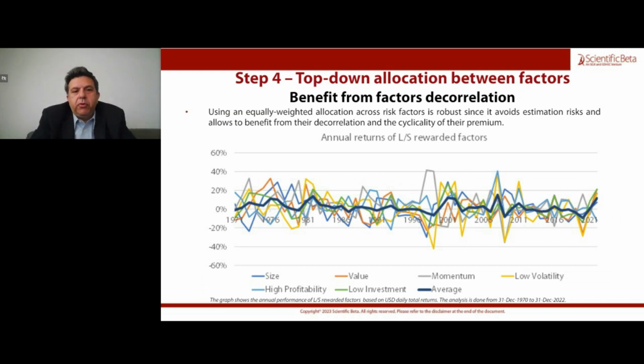So a multi-factor approach and controlling for interaction effects is important for a number of reasons. Right? So if we look at this chart, what we see is that factors perform differently in different periods. Okay, so by using equally weighted allocation of risk factors in our multi-factor strategy, we're avoiding estimation risk. And we're also benefiting from the decorrelation and the cyclicality of their premium, right? So in our multi-factor flagship portfolio, we've got an equal weighting to value, momentum, size, et cetera. And that relieves us of the burden of estimating and tilting one way or another in a given cycle or regime or what have you.